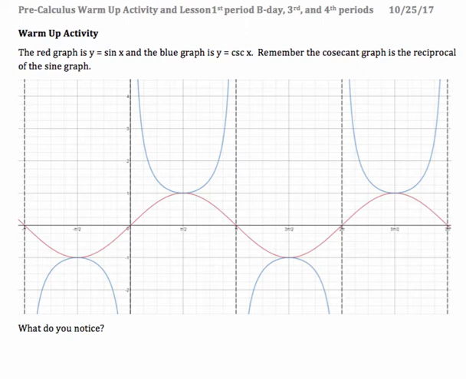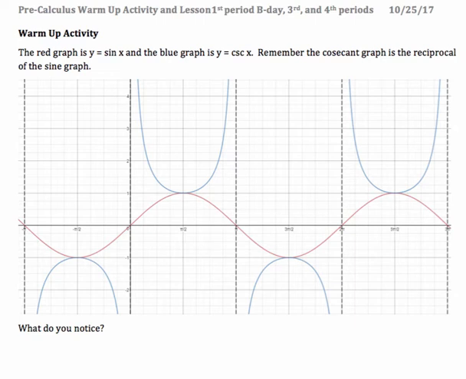I also notice that the cosecant graph has asymptotes that occur at negative pi, 0, pi, 2 pi, 3 pi, etc. And it seems like it goes in that pattern from negative infinity to positive infinity.